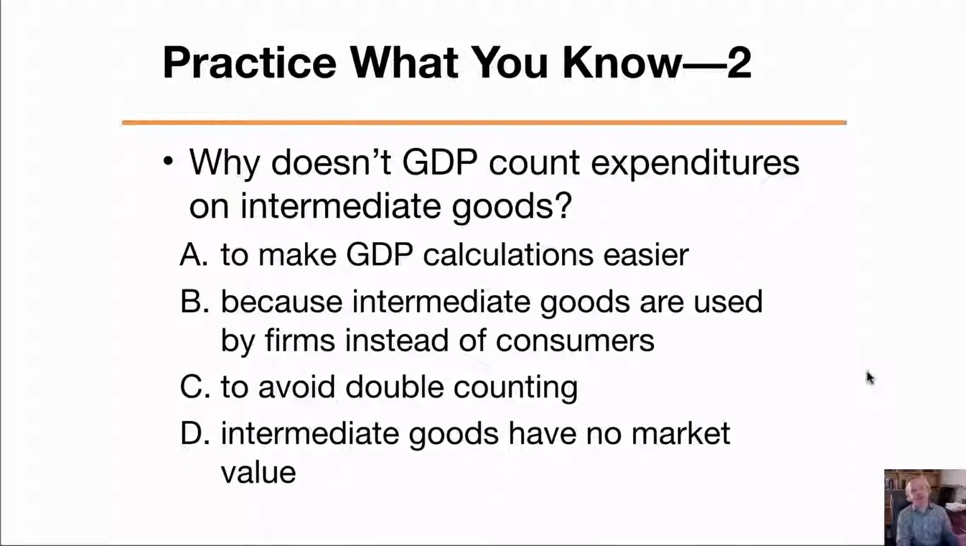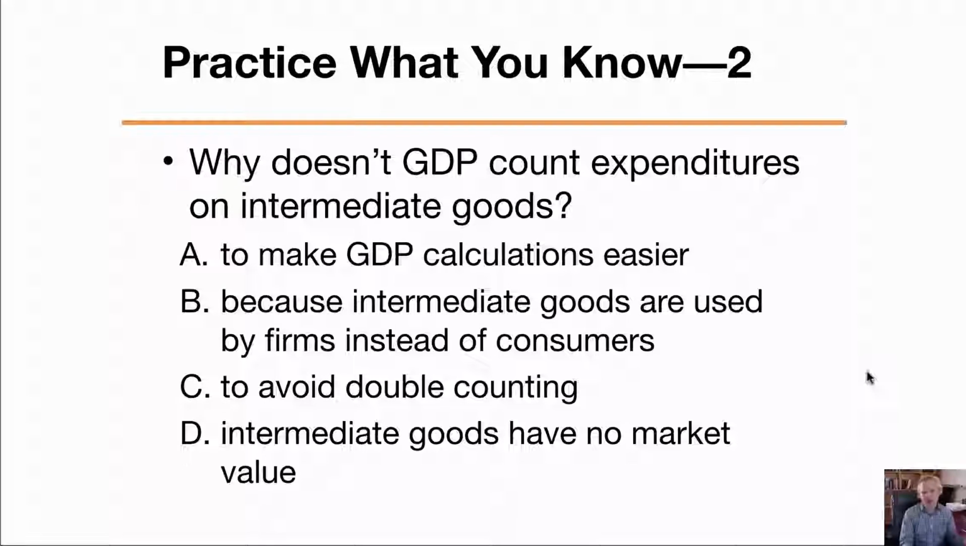So let's practice what we know. Why doesn't GDP count expenditures on intermediate goods? I'll give you a second. Is it A, to make GDP calculations easier? B, because intermediate goods are used by firms instead of consumers? C, to avoid double counting, or D, intermediate goods have no market value?